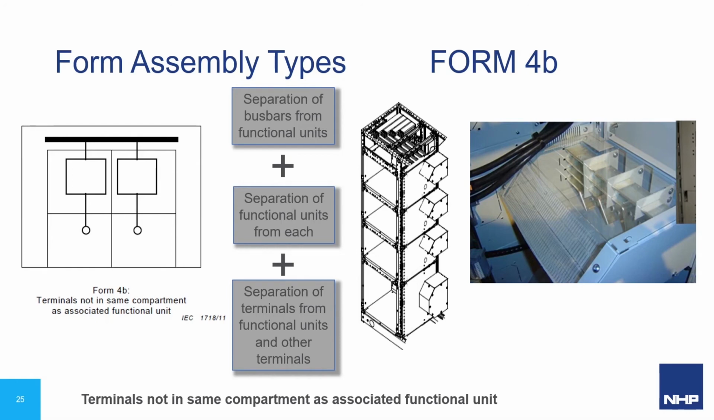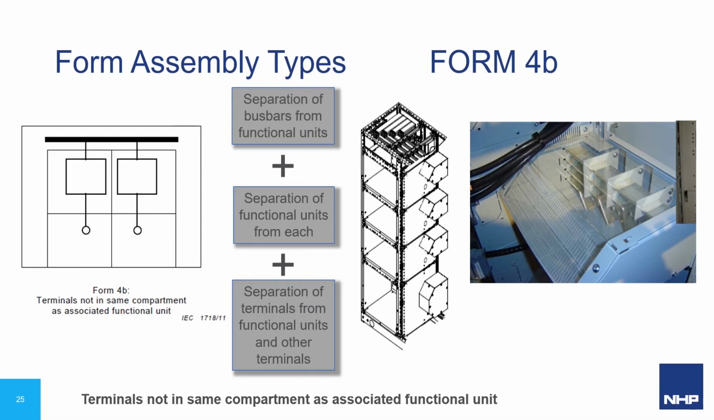Form 4B requires the highest degree of separation and is typically reserved for boards on the most critical sites. It has the same requirement as our Form 4A or 3B assembly, with the addition of the terminals requiring separation from the functional units and also from each other. This gives the highest level of safety and ease of installation.